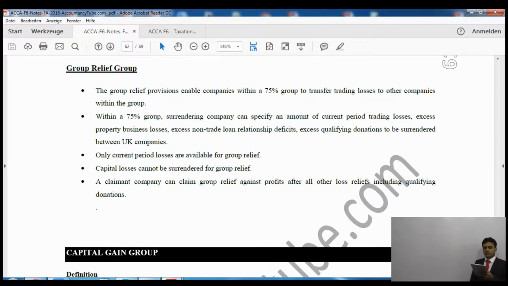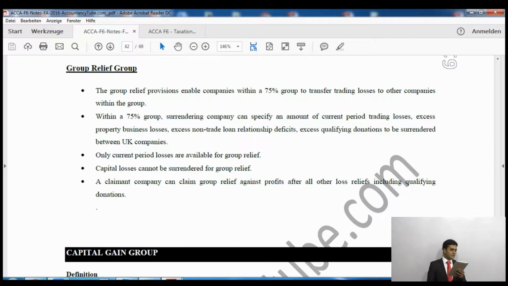Now first, it says group relief. Group relief means that if you have made a loss, you can set off that loss against the other group members. For setting off the loss, there is certain criteria. You must have 75% control on the companies. Those 75% groups will be considered as a group for the loss relief purposes. As you can see on your screen, it says the group relief, a provision enables companies within the 75% group to transfer trading losses to other companies within the group.